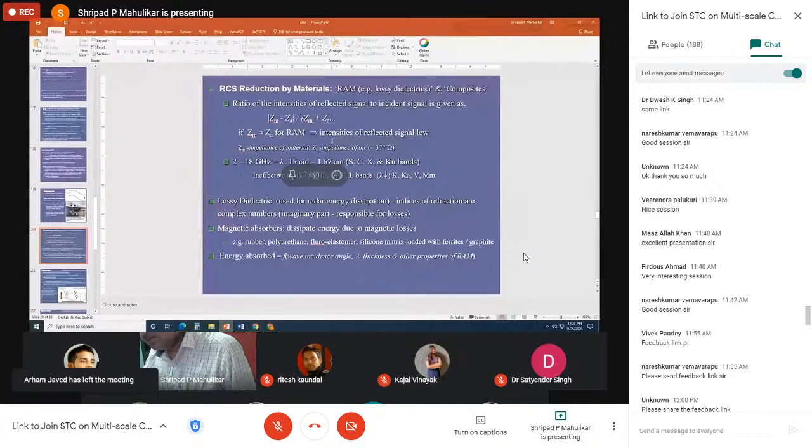Especially participants who would like to pursue their PhD or masters in my department are welcome to apply and go through this course. And maybe we will find some other opportunity sometime in the future for some more lectures. I may just say that all this stealth technology, whether it is based on RCS reduction, infrared signature reduction, or acoustic signature reduction, there is significant scope for computations also.